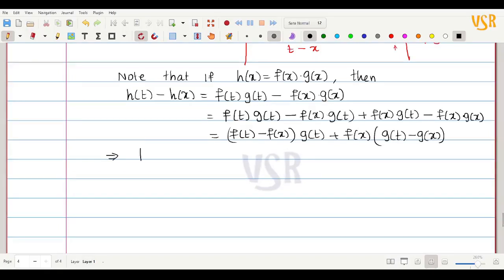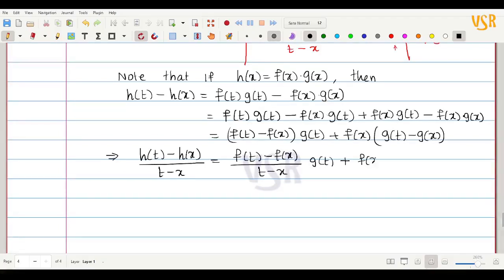அப்போ h at t minus h at x divided by t minus x is equal to this whole thing divided by t minus x. பிளஸ் இருக்கிறதால ரெண்டா தனித்தனியா பிரிச்சுக்கிறேன். So I may write this as f at t minus f at x divided by t minus x into g of t plus f of x into g at t minus g at x divided by t minus x. So we are having this condition.